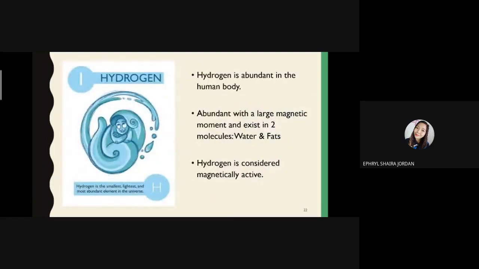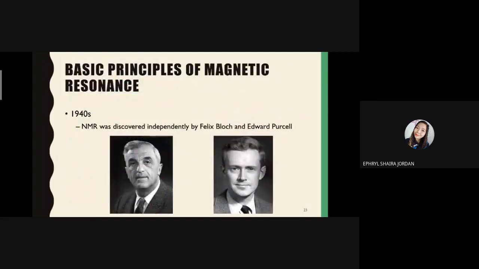So why hydrogen? We know that hydrogen is very abundant in the human body. In fact, it is abundant with a large magnetic moment and it exists in two molecules, water and fats. And hydrogen is considered magnetically active. So, basic principles of magnetic resonance. Let's recall that in the 1940s, NMR was discovered independently by Felix Bloch and Edward Purcell.